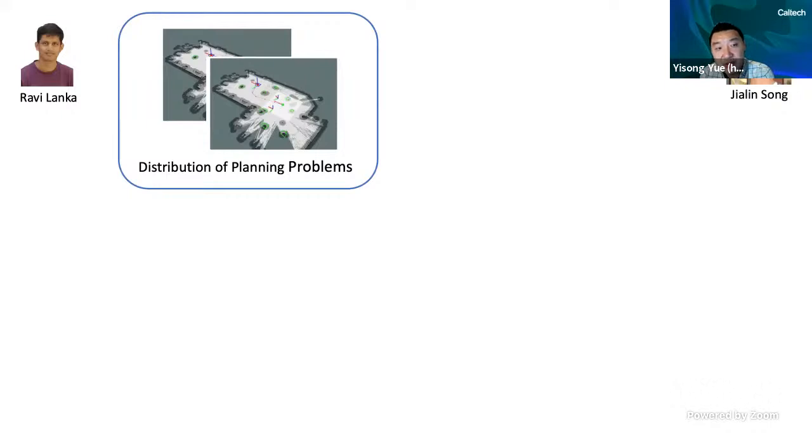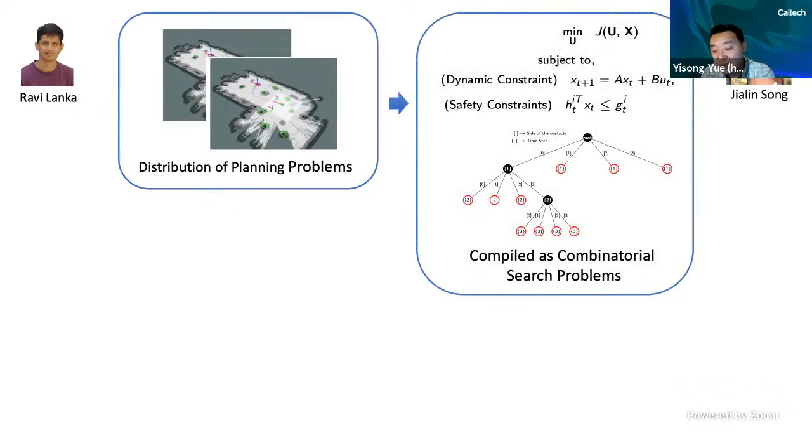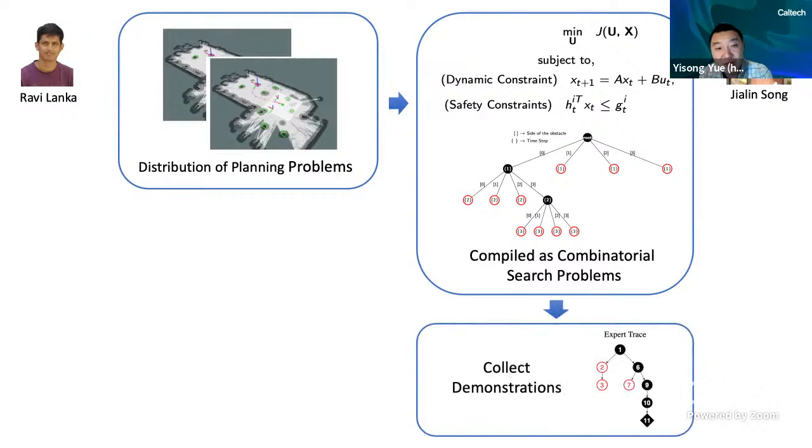We have some distribution of planning problems. For instance, obstacle courses on the surface of Mars that we've collected data and mapped out. We compile that to some sort of constrained search problem where we want to find optimal paths that guarantee safety over the entire path. We collect demonstrations offline from an external solver. For instance, if this is compiled as an integer program, we could use CPLEX or Gurobi. The solver is too slow to run at deployment time, but it's fast enough to use to collect data offline.